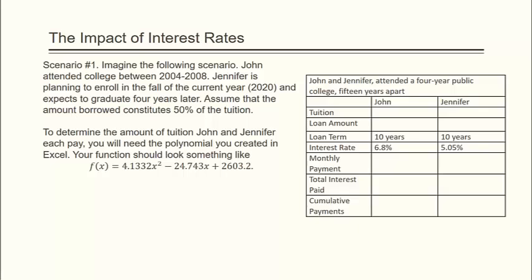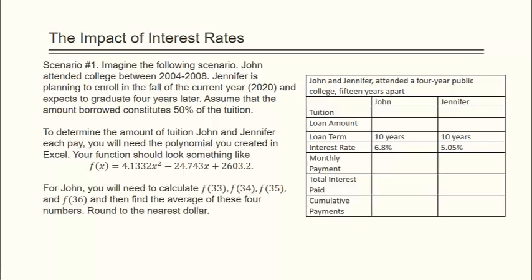Now remember that for us, x equals 0 was 1971. And so if John entered college starting in the year 2004, then that's going to relate to x equals 33. So for John, who attended college between 2004 and 2008, we need to calculate f of 33, f of 34, f of 35, and f of 36. And then we're going to average those four numbers.